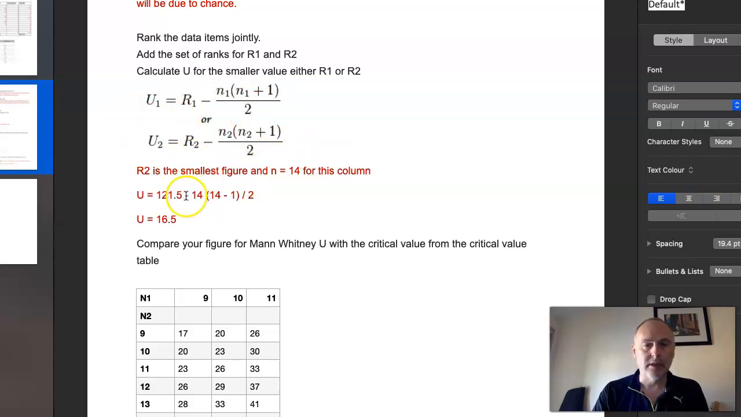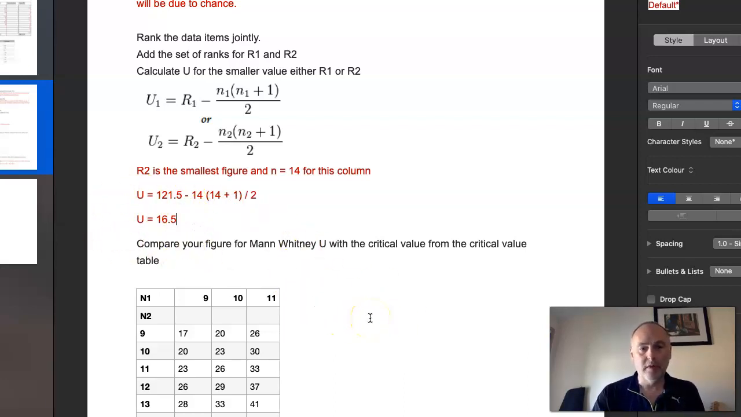Right, so we just simply plug it into the equation. R2 was 121.5, and then it's going to be minus. Now, N2 is the number of data points in that particular column. Trust me, you can go back and have a look if you want, but there were 14 of them altogether. So 14, and then 14 again, plus 1, sorry, that should be a plus, I do apologise. 14 plus 1 is 15, so 14 times 15 divided by 2, and when you do that, U is 16.5. Let's just change that to a plus whilst we're about it. There you go. Lovely.